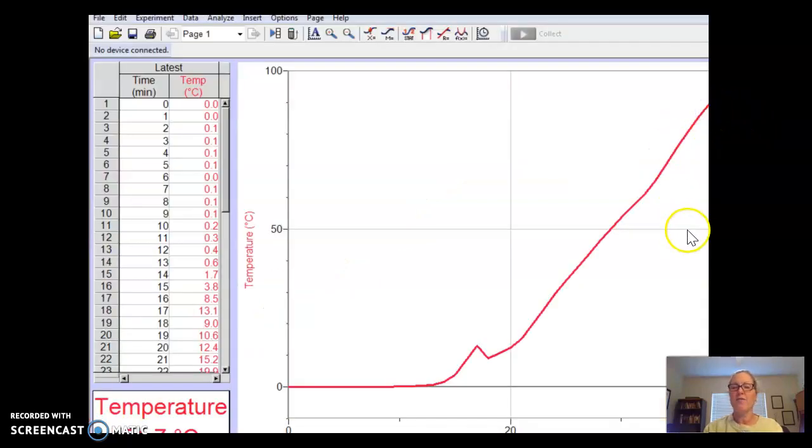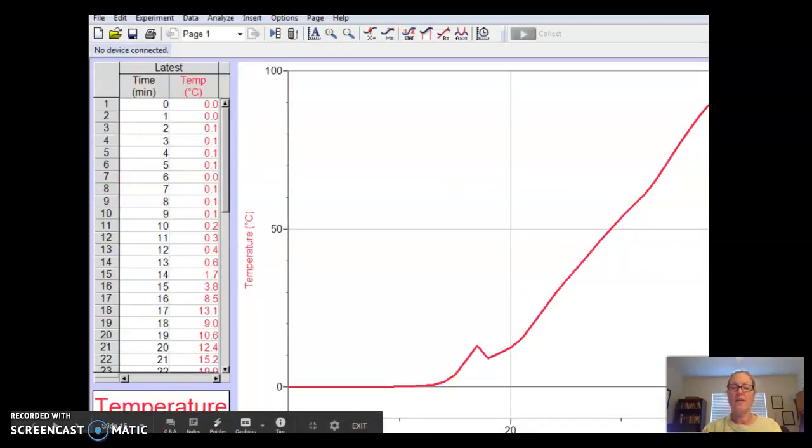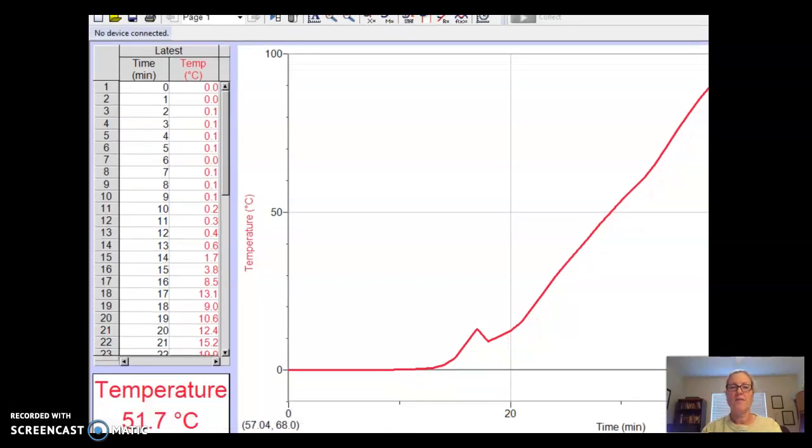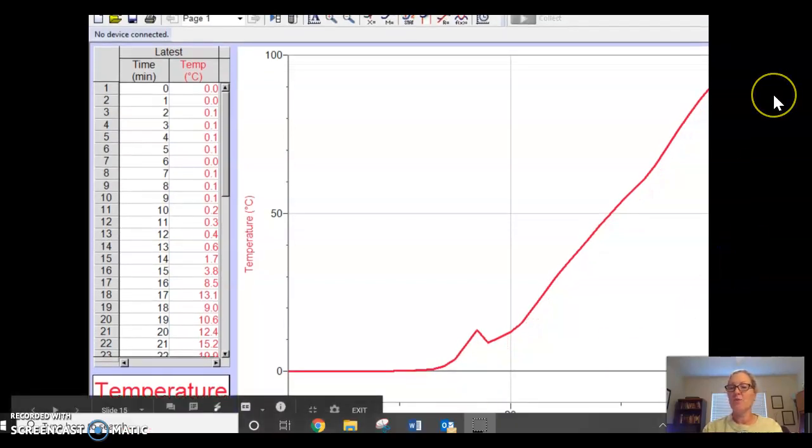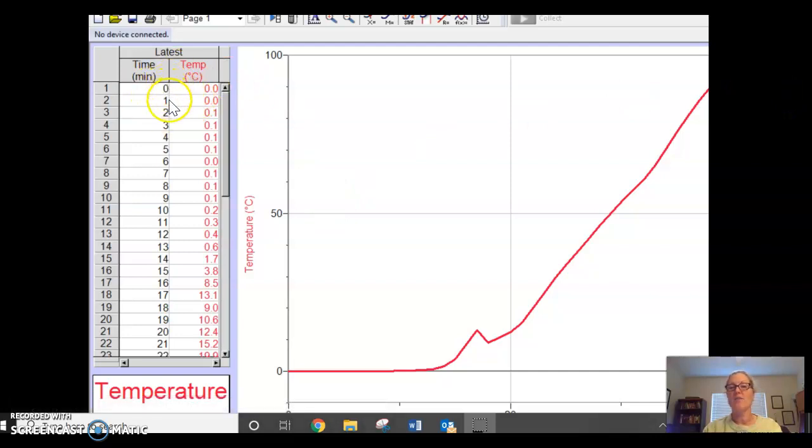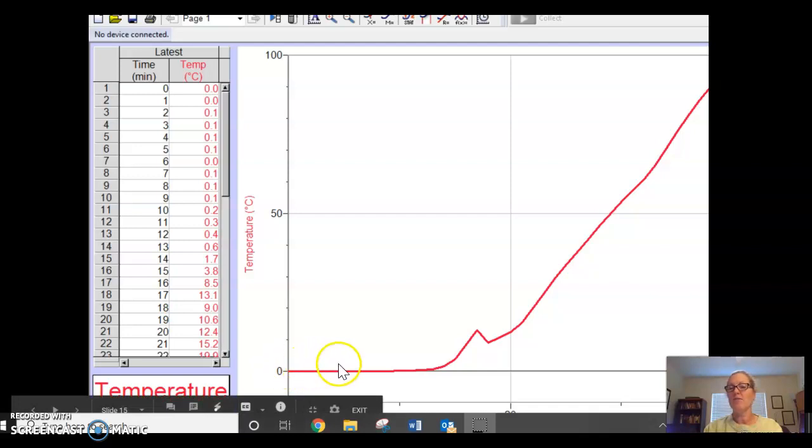Now, typically when I graph it in class and I plug in this specialized probe to my computer, I start with ice and I show you how as it warms up, every minute I take a reading, it's warming up, warming up, warming up. The whole time that the ice is melting, it stays at the same temperature, 0 degrees.